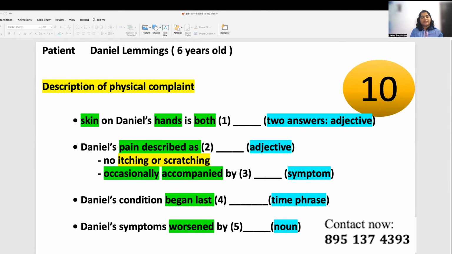Next one, Daniel's symptoms worsened by dash. So in that gap, maybe we can predict some noun there, because something when he is doing it, at that time the symptoms are becoming worse. So here, worsen is the keyword. It's very important to listen for that word, worsen, or synonyms for worsen. Okay, I hope it's clear to you. We can move to the next slide.